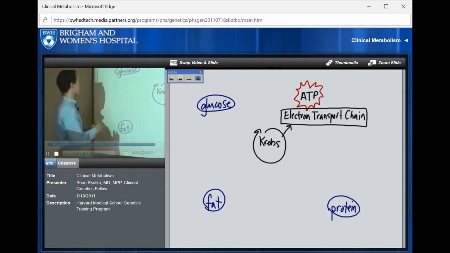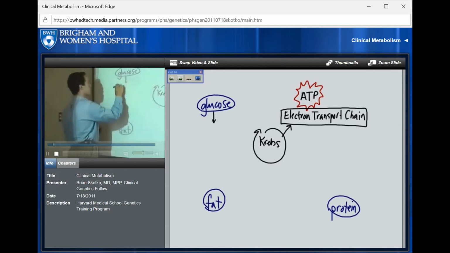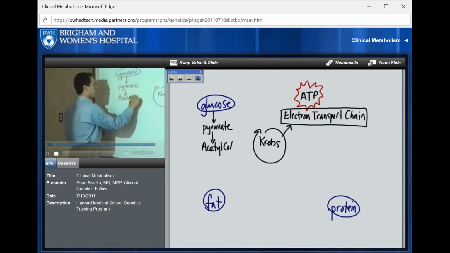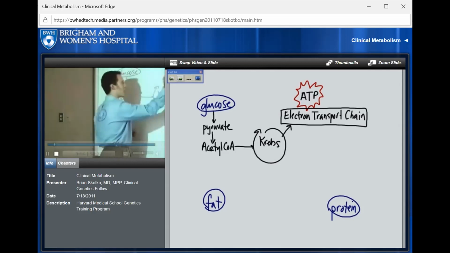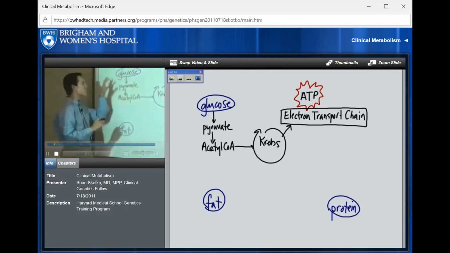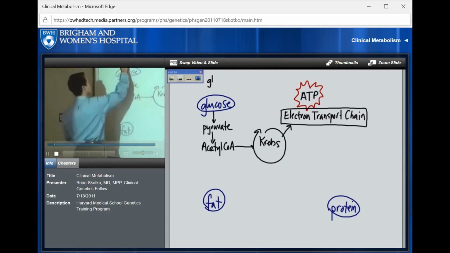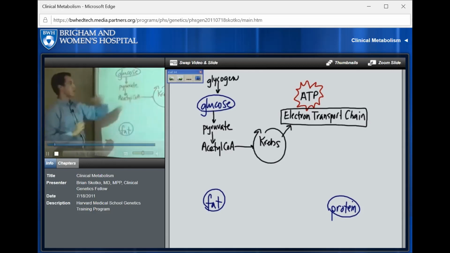Well, let's take the path together. Glucose is going to be converted into pyruvate. And pyruvate is going to be converted into acetyl coenzyme A, which is then going to go into the Krebs cycle, then we're going to churn through the Krebs cycle, and then we can make ATP. So very simple from carbohydrates to ATP. We could also get glucose from a couple of other places. We have glycogen, which is a storage that could be converted to glucose, and then we go to that pathway.